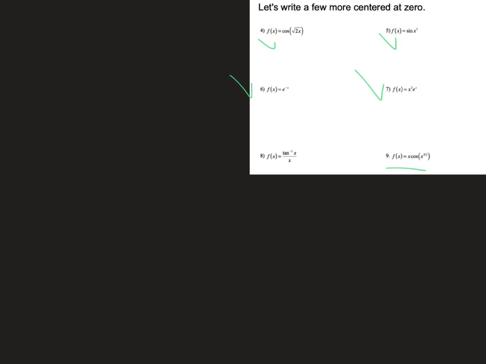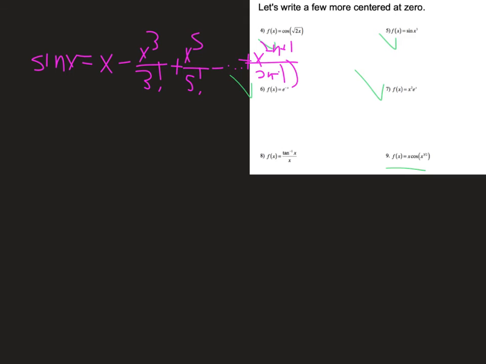So we've got the sine of x cubed. Well, the sine of x, sine is odd, so that's going to be x minus x cubed over 3 factorial plus x to the 5th over 5 factorial, so it's odd, so x to the 2n plus 1 over 2n plus 1 factorial. If you don't believe me, start taking derivatives. Notice that all the even pieces go away.